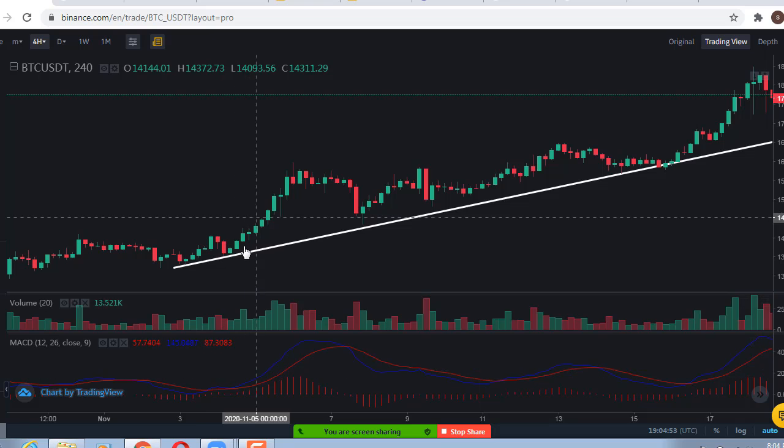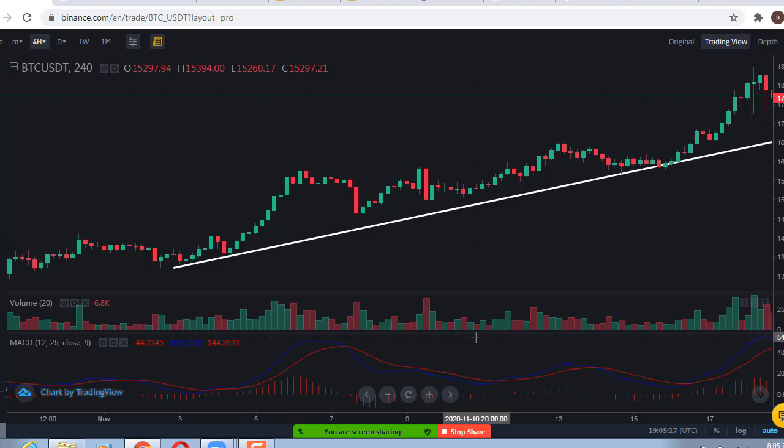Now, where you will enter is after the cross of the signal line and the MACD line. This is the blue line and the red line. They cross each other, and the histogram must form to the upside. That is the positive side of the MACD, from this point up. So you have to enter this trade either after the formation of this candle or on the formation of this candle. That's where you buy.